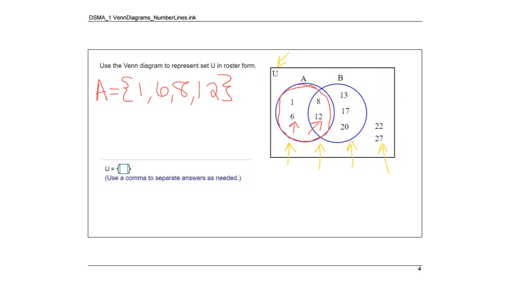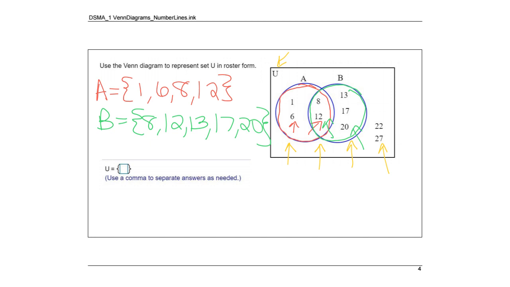All right, let's try B. So for B, we want everything inside the circle for B. So we have the 8 and the 12, even though it also belongs to A. And then here we have 13, 17, and 20.